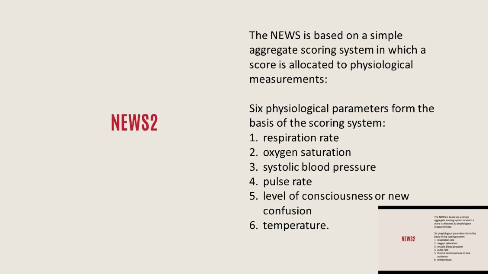So let's talk about NEWS2 in a little bit more detail. The National Early Warning Score is based on a simple scoring system that gives you a score allocated for different physiological measures. For example, the respiratory rate, the oxygen saturation, systolic blood pressure, and you can remember in qSOFA we also looked at systolic blood pressure, pulse rate, the level of consciousness or new confusion. Again, this is very similar to qSOFA. And the temperature of a patient. And all of these 6 values give you a score.